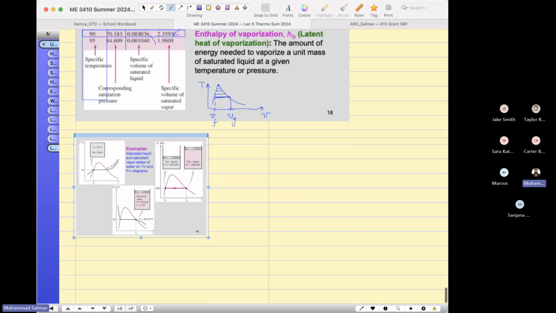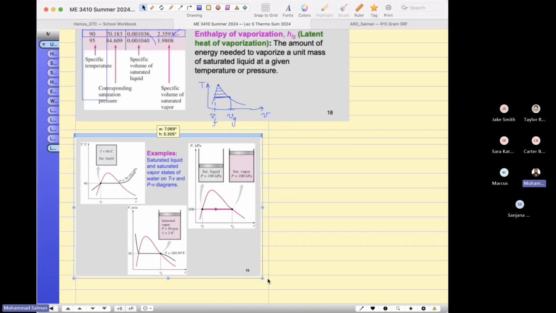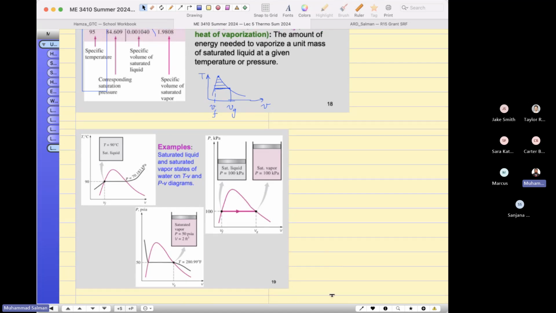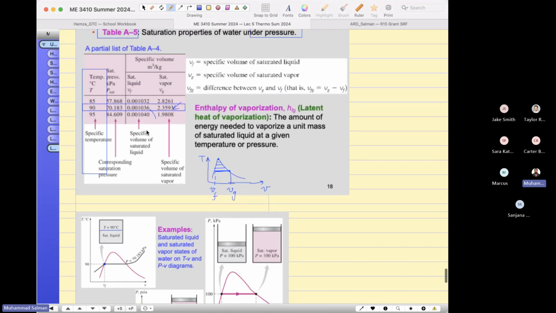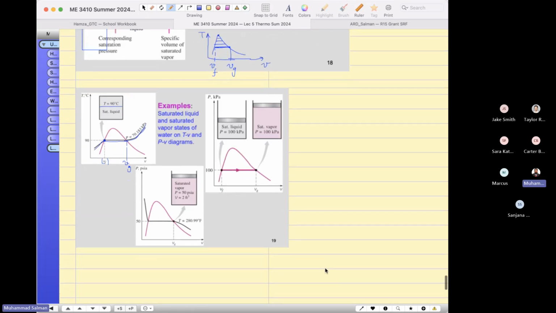Okay, and now we go to the next slide. The example is just telling us what this liquid line is. This point is given at 90 Celsius, saturated liquid, and the pressure over here is 70.183. You will draw a constant pressure line. As I mentioned, constant pressure lines are drawn like this. This is a constant pressure line. And how would you represent this digit here? This is vf, this is vg. Again, telling you everything in detail.